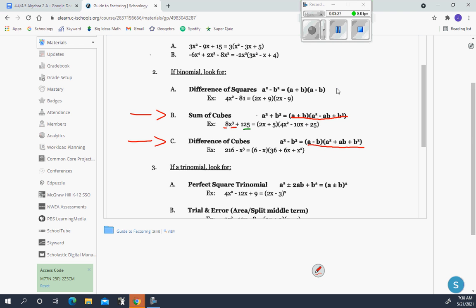Let's just take a look at this first one: 8x cubed plus 125. We have a cubed. What is a? It's whatever the cube root of 8x cubed is. The cube root of 8 is 2. The cube root of x cubed is x. That's where they get 2x from.